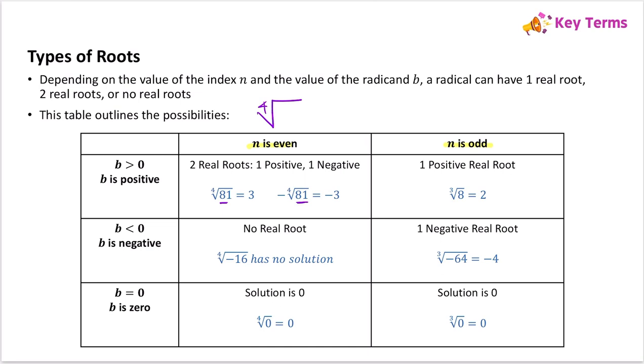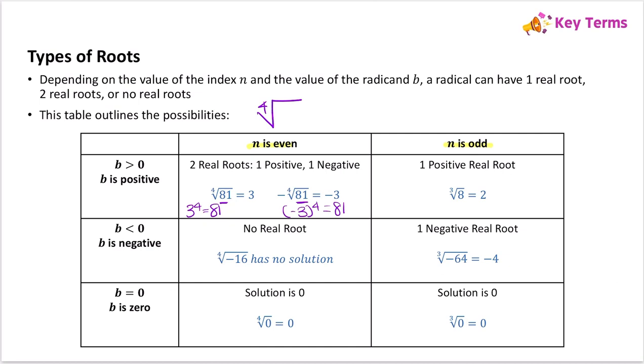And remember, the way to think about this is to think backwards. 3 to the 4th is equal to 81, but negative 3 to the 4th is also equal to 81. That's why we have two real roots. If you have a negative value and you're trying to take an even index root of it, you'll actually have no solution. Why is that? Why is the 4th root of negative 16 no solution? Why is it not negative 2?